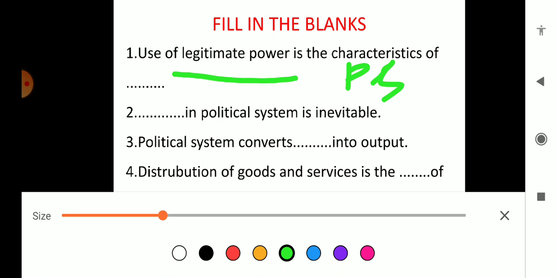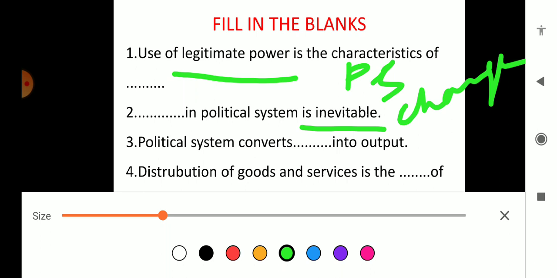Next is, dash in political system is inevitable. Inevitable means that will happen, surely will happen, होगा ही होगा. So what is inevitable? The question should be, what is inevitable in political system? बदलाव, the change is inevitable. So the answer is change. First we will reason with it ourselves, then only we will be able to answer it properly.